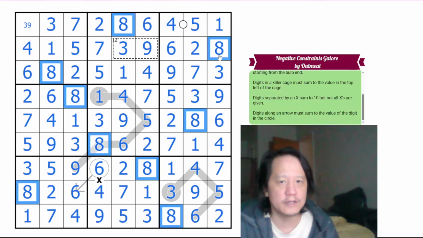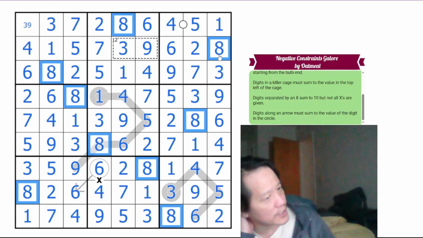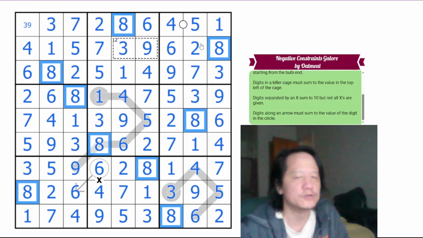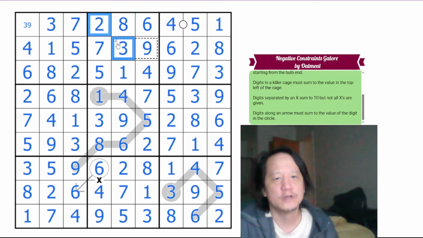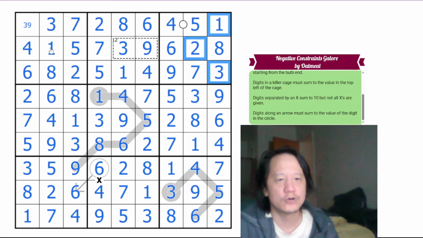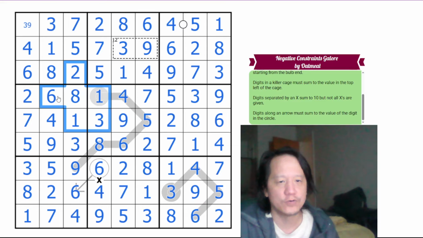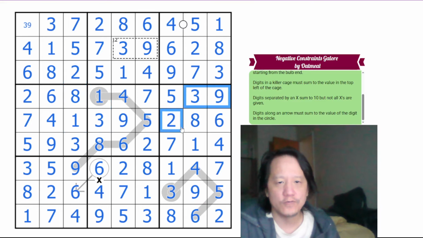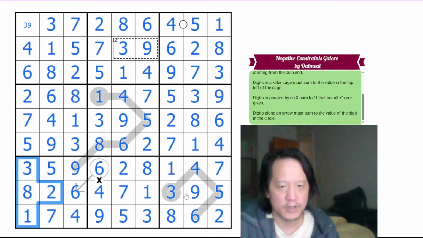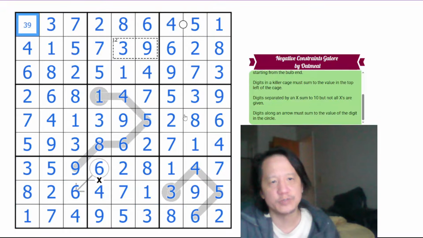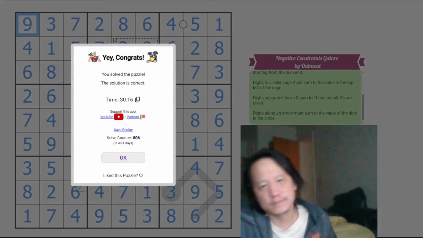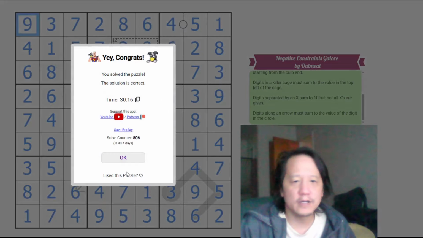And then 8 cannot be next to 7 or 9, but we've checked 7 and 9s. So just have to check them for 4s. No 4. So this should be a 9. And that's the solution to this puzzle.